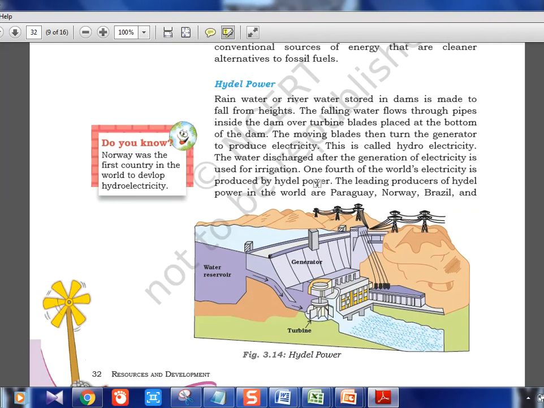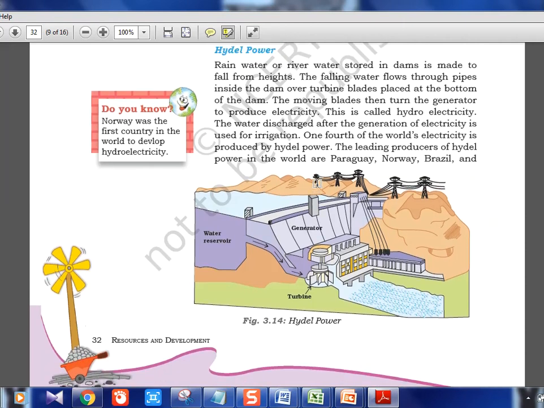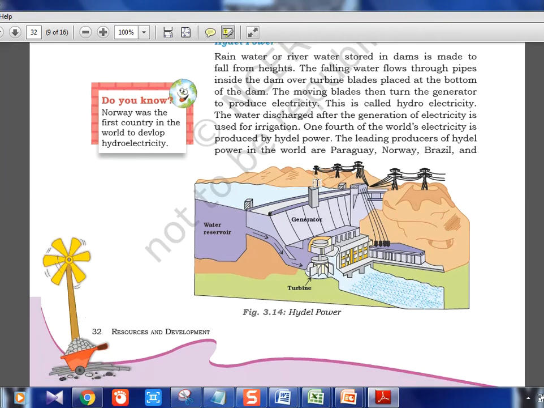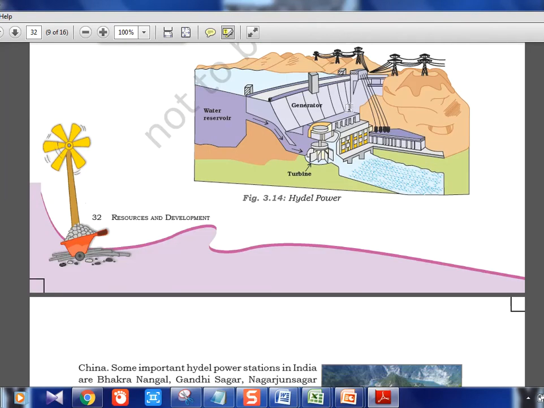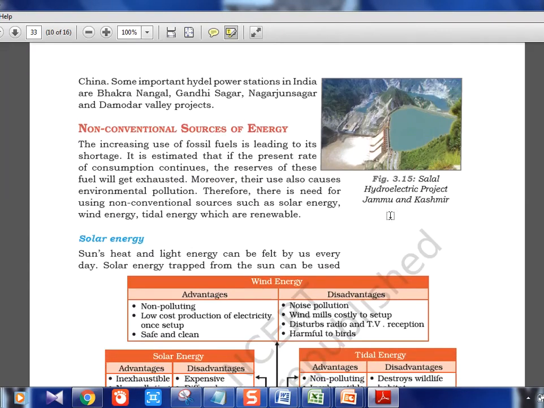We'll learn about power projects in detail later, when we compare basic methods, nuclear power and so on. Here you just see the picture. There is a water reservoir, a generator, and a turbine which rotates because of the force of the water and then creates electricity. That is the basic way of hydel power generation and transmission. The picture is enough, it tells the whole story.